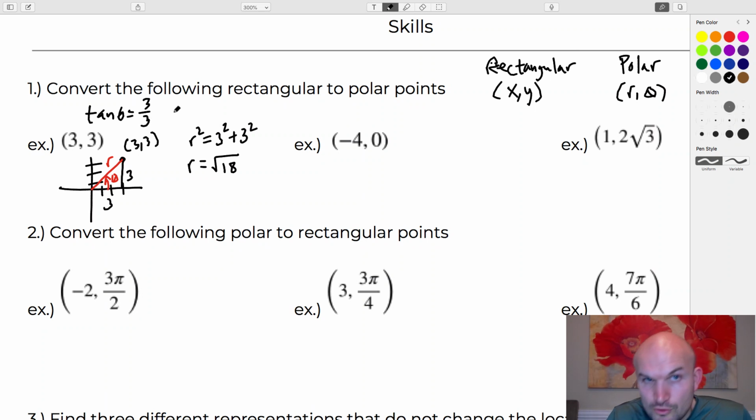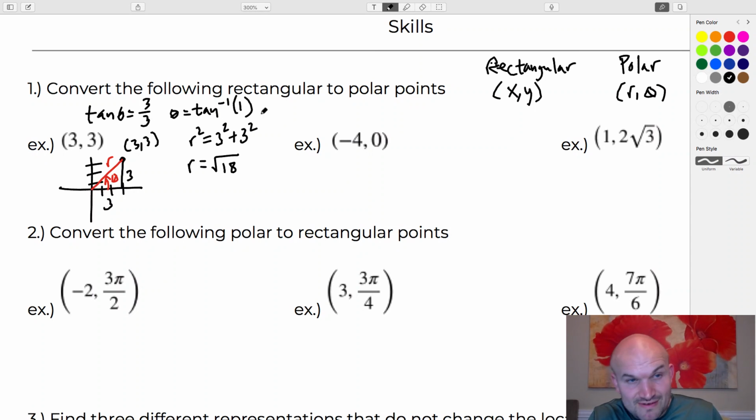Well, hopefully you guys recognize that when you're finding theta, it's going to be tangent inverse of 1. And hopefully you recognize this is a 45-45-90 triangle. So therefore, that's going to be 45 degrees if your calculator is in degree mode. In this case, we're just going to use radians. So that's going to be pi over 4.